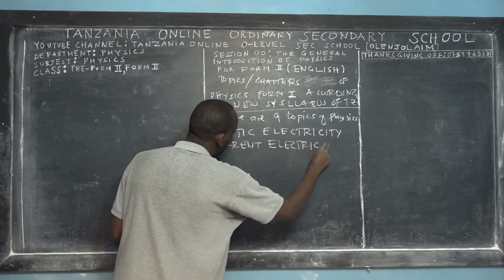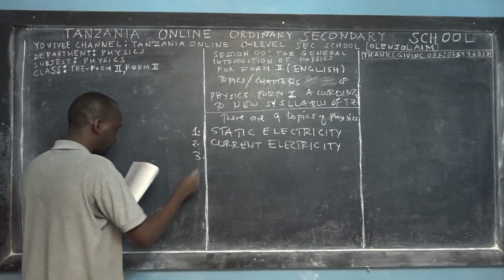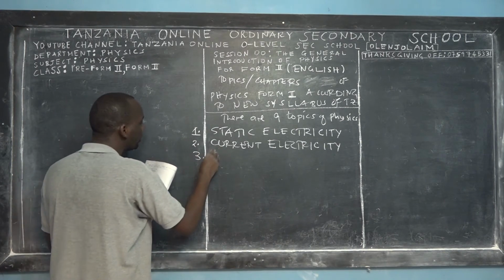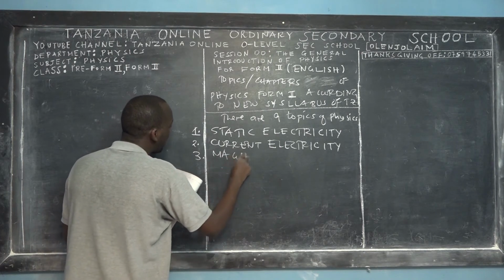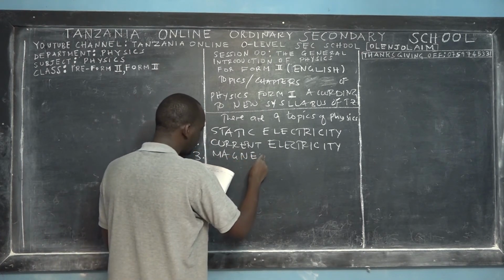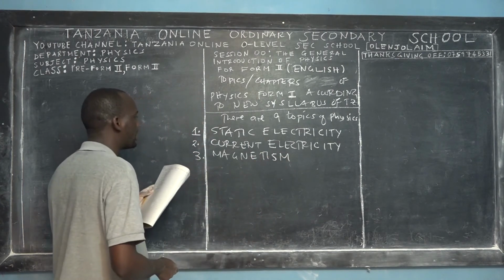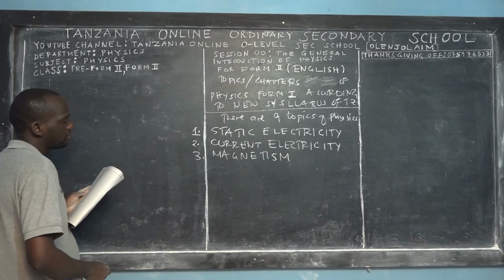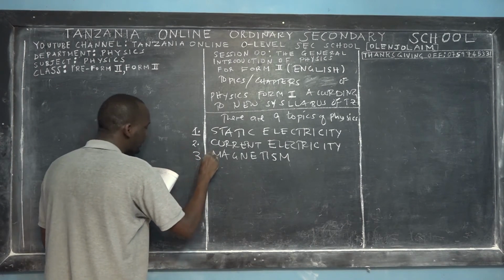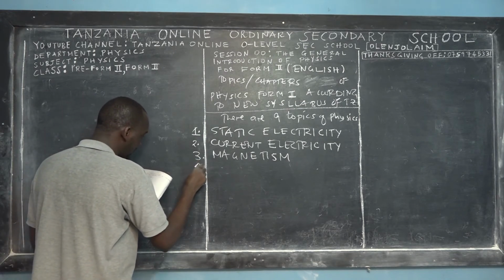Current electricity. Then the third topic, a very interesting topic, is magnetism. All of these topics are a prerequisite of advanced education, even ordinary diploma education for the science and engineering programs. So the next is magnetism. I will teach you magnetism.